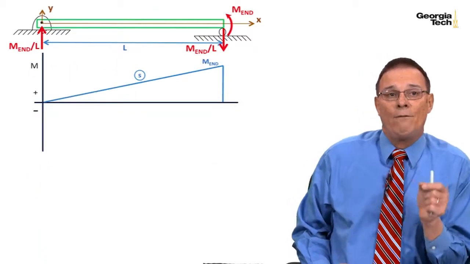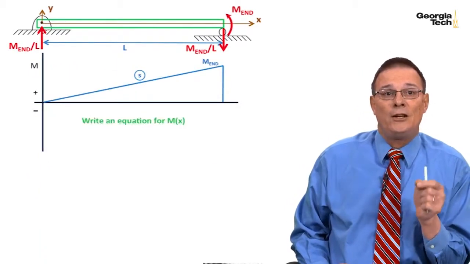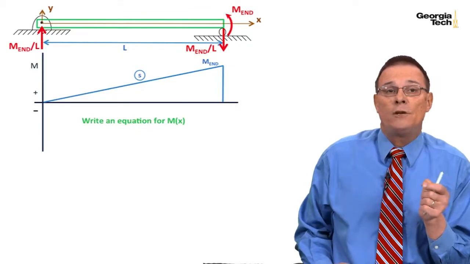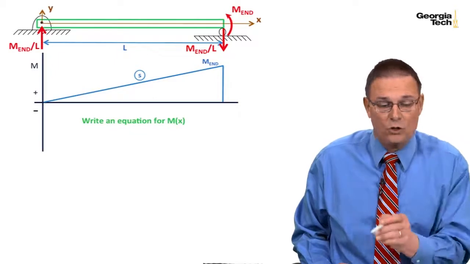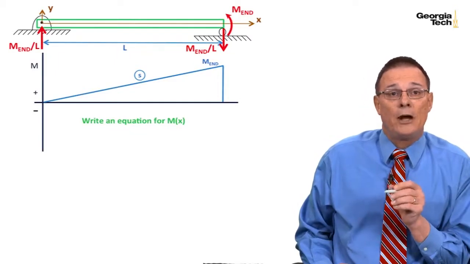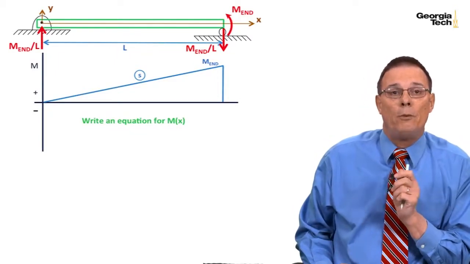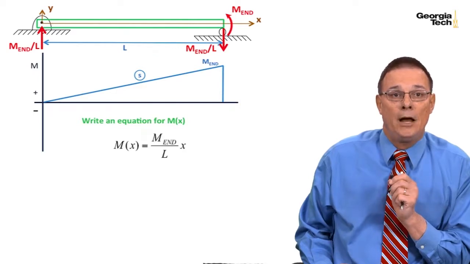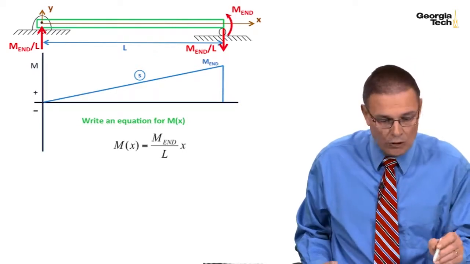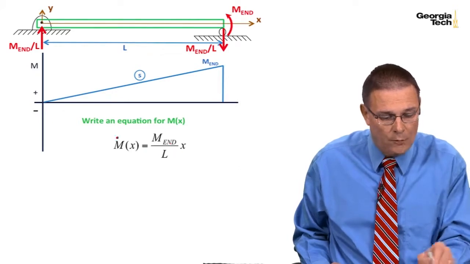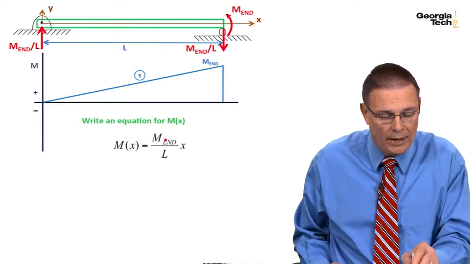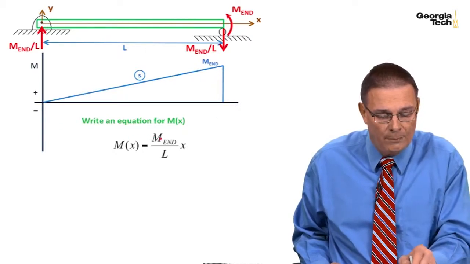Now that we have the moment diagram, we need an equation for the moment as a function of x. Go ahead and write an equation for the moment as a function of x. This is what you should have come up with: at x equals 0, we have a moment of 0, and then it's a ramp function, where at the end, where x equals L, the moment is equal to M_n.